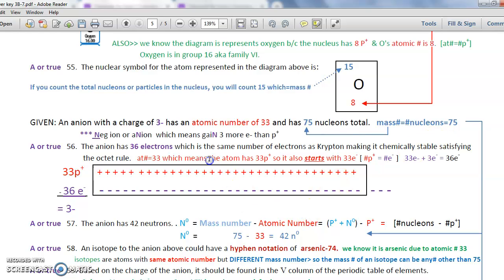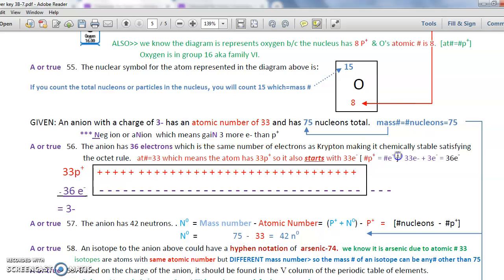Let's go on to these questions here. The anion has 36 electrons. Absolutely. If it has 33 protons, positive particles, and it's 3 minus, then there must be 3 more minuses than there are positives. 33 and 3 is 36. So here's how many positives it has. If it has 36 negatives, then it would be neutral? No, it must have 3 more negatives than positives for it to be negative. So there must be 36 negatives.